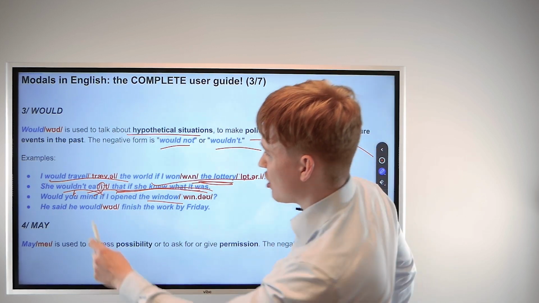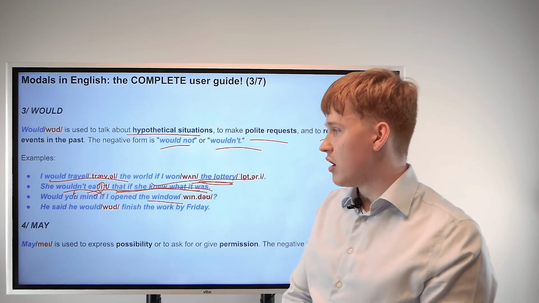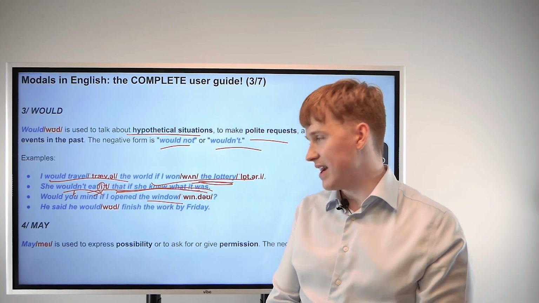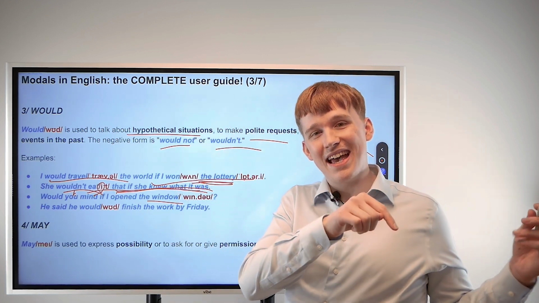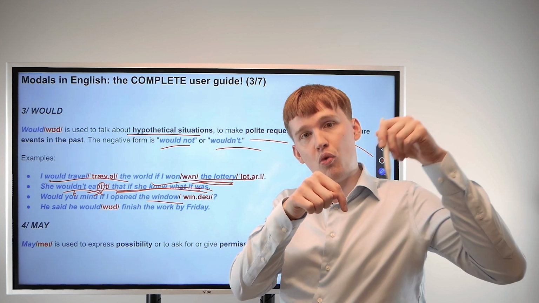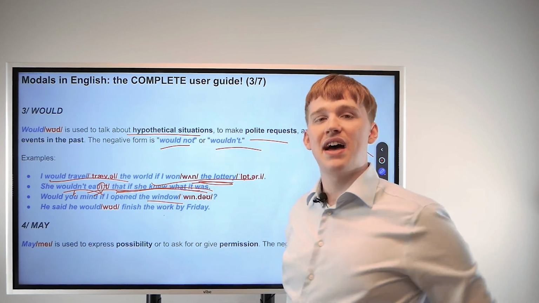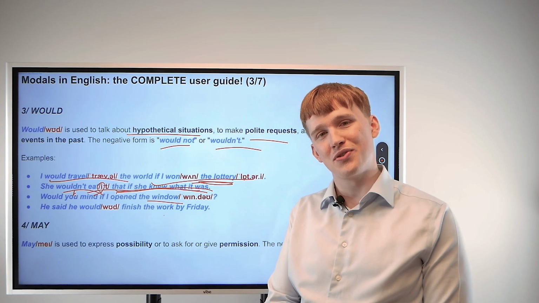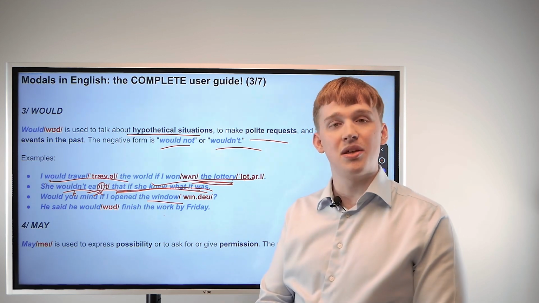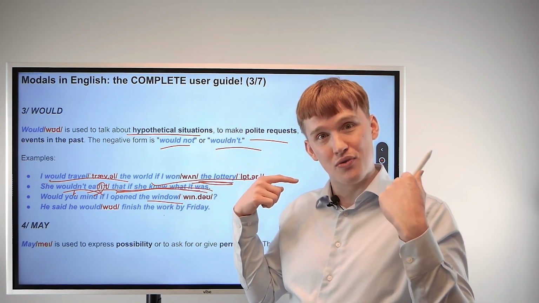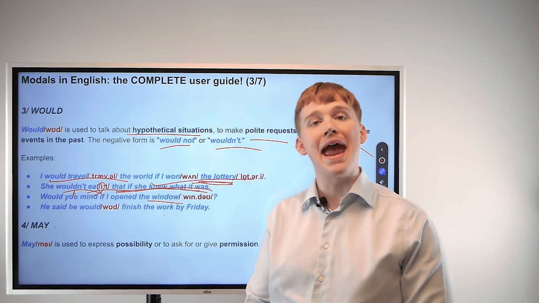Perfect. So he said he would finish the work by Friday. So he is stating that on Friday in the past, someone said that they would finish the work on that day. Whether they did or they didn't, we don't know, but we know that that is the day that person promised they would do something. So maybe on Friday they said, I will do that. But because we're talking about it in the past, we're saying he said that he would do that. You see? Lovely.